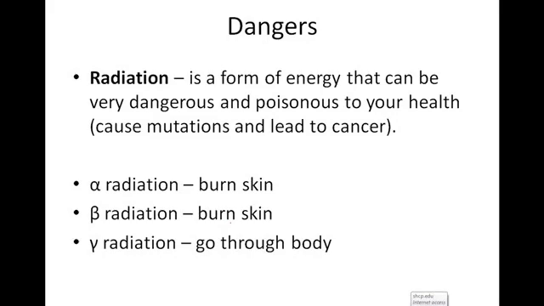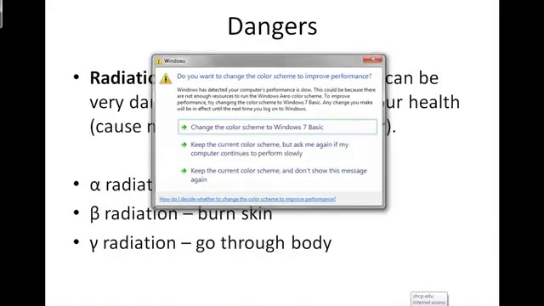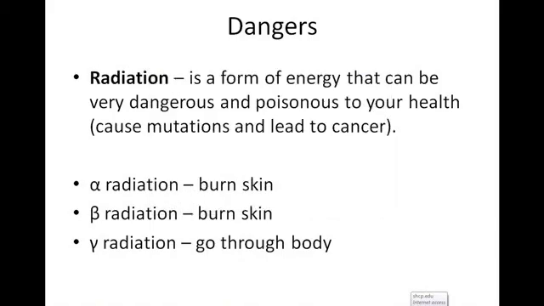Radiation is a form of energy that can be very dangerous and poisonous to your health. It can cause mutation and lead to cancer. There's alpha radiation, which can burn your skin. There's beta radiation, which can burn your skin, and gamma ray radiation, which can go right through your body and cause an enormous amount of damage.